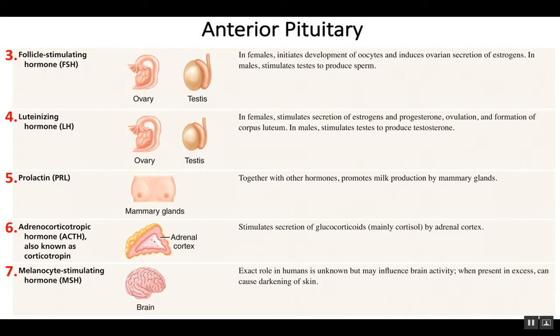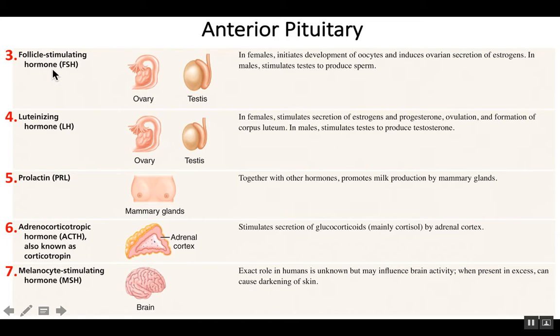Let's continue with the anterior pituitary and learn the next 5 hormones. So that makes a total of 7 hormones produced by the anterior pituitary. The next one, actually the next 2 hormones, are collectively known as gonadotropes. They're called gonadotropes because their target organs are the gonads. The female gonad being the ovaries, male gonads being the testes.